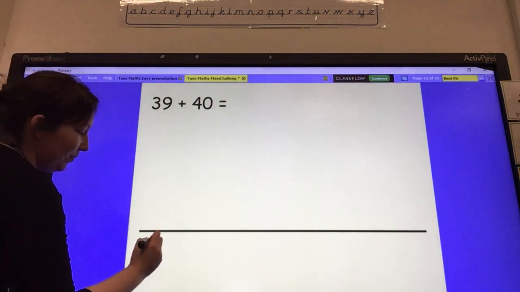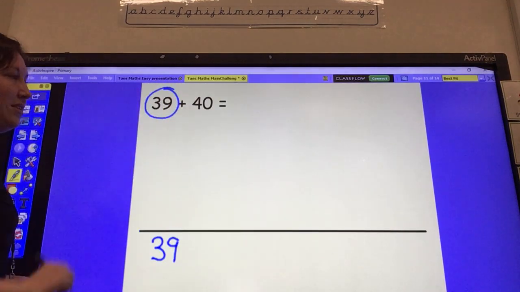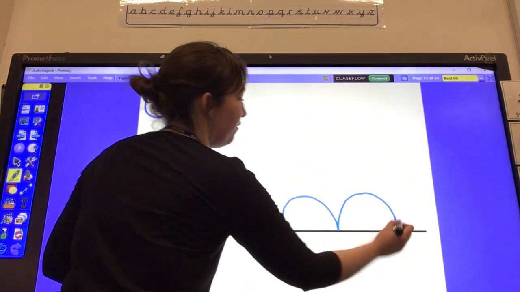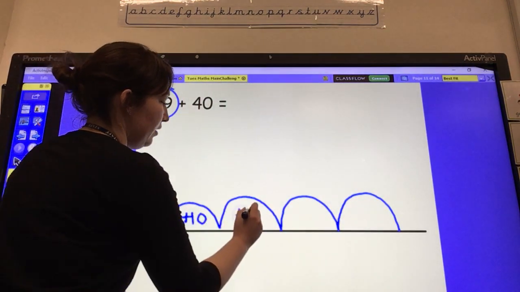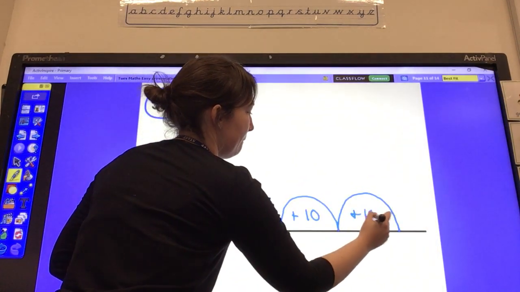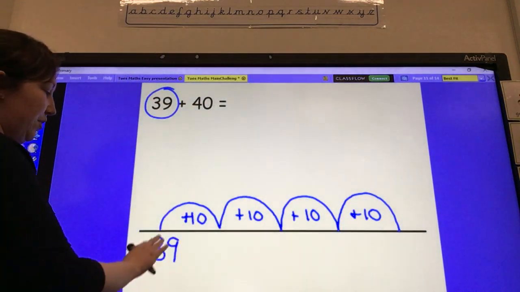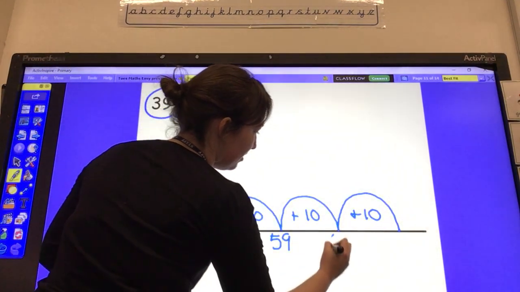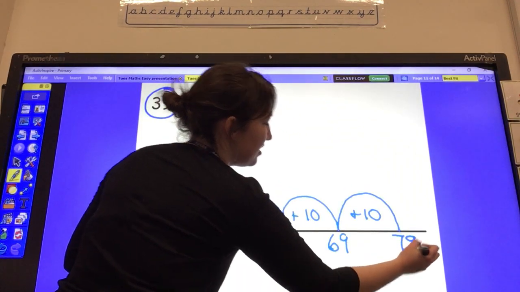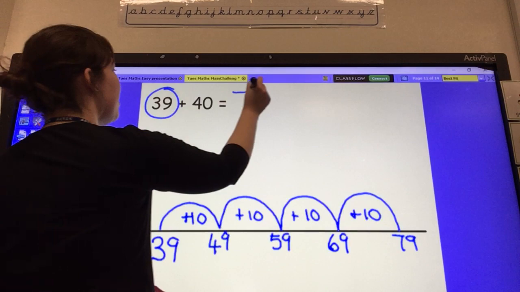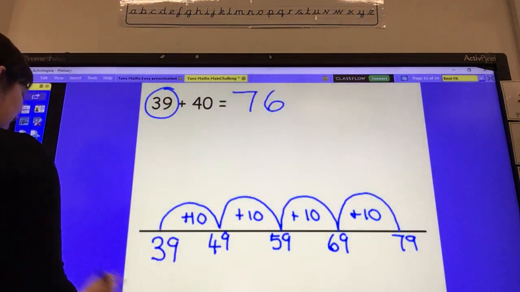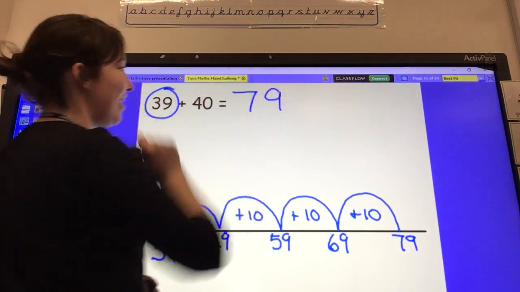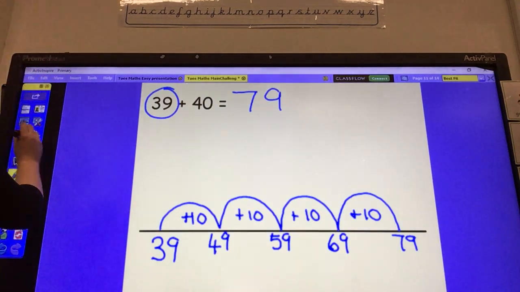Well done if you had a go. So I'm going to start on 39 because that's my starting number here, and I'm going to jump on my multiples of 10. 10, 20, 30, 40. Remember to label them. And then we're going to carry on our counting in 10 sequence. 39, 49, 59, 69, 79. So well done if you correctly worked out that the answer is not 76 at all, Miss Mole. It is 79. So even teachers make mistakes sometimes.